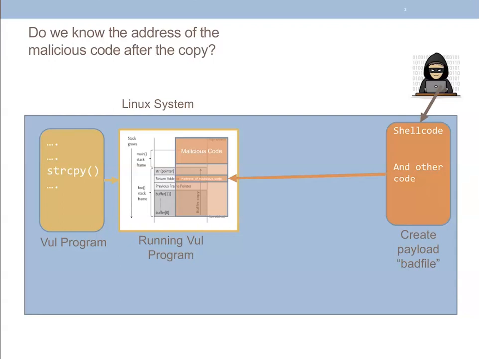So one of the questions we have is, do we know the address of the malicious code after the copy? So after the program is read in, do we know the address of this malicious code? Because we need to know the address of this malicious code in order to put it inside of here so that it would actually launch our code and run the shell. The answer to that question is no, we don't know that address. Okay, so let's investigate a little bit further.